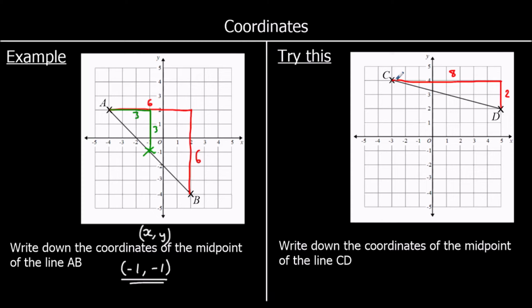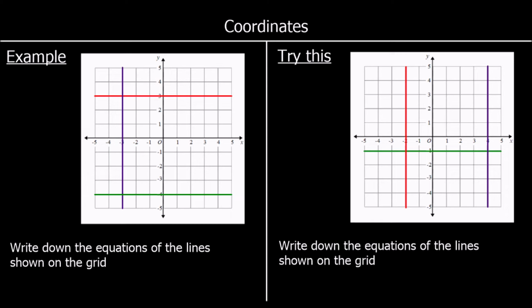So what is half of along 8 down 2? That is along 1, 2, 3, 4, and down 1. So this is our midpoint. What are the coordinates of the midpoint? It's the x coordinate, then the y coordinate. So the x is 1, and the y is 3. So it's (1, 3).